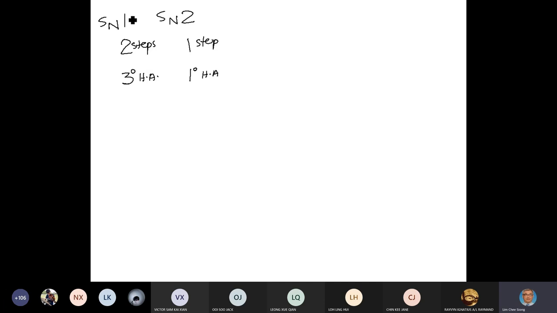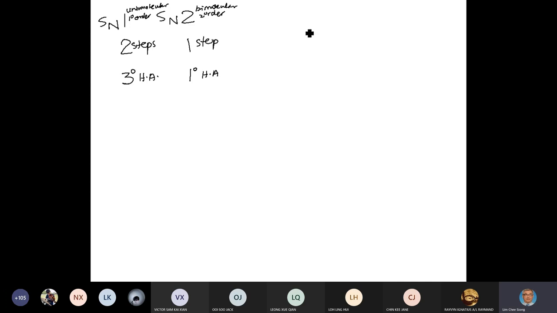Get it? Okay. In the SN1, the one here refers to unimolecular, and also refers to first order. Okay, SN2 refers to what? Refers to bimolecular, and also refers to second order. Okay, so this question normally will come up, then you know how to apply it.